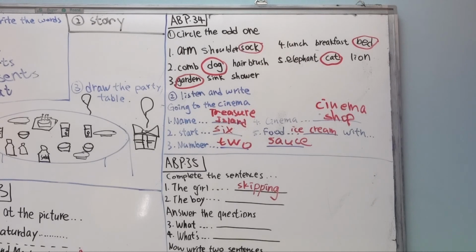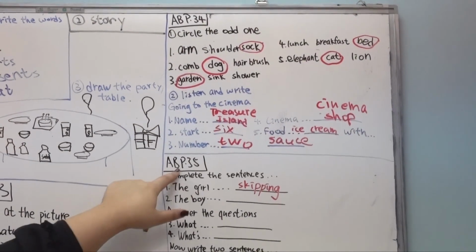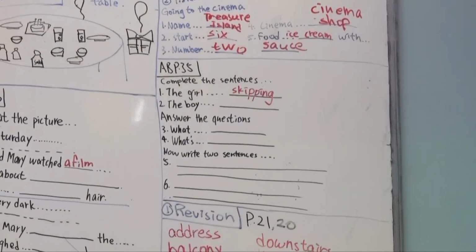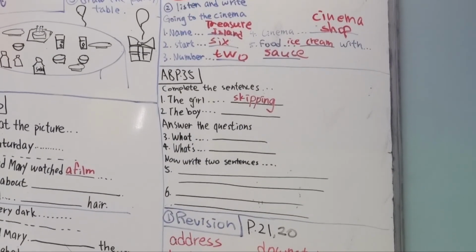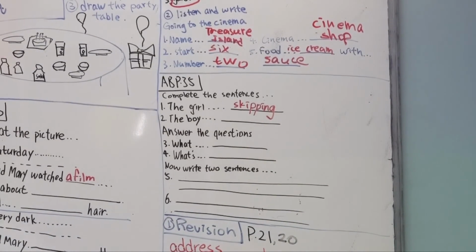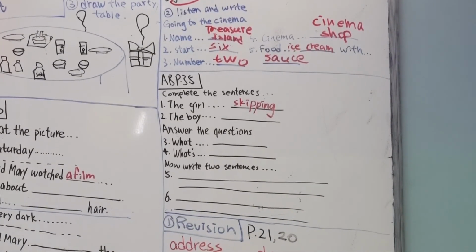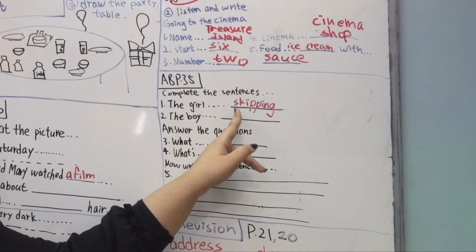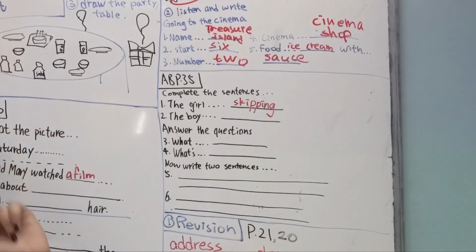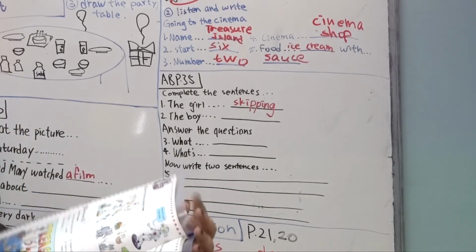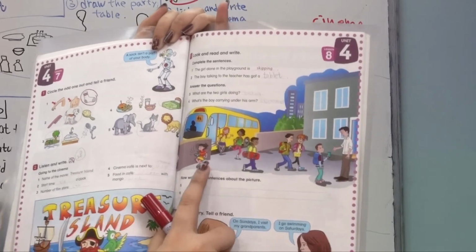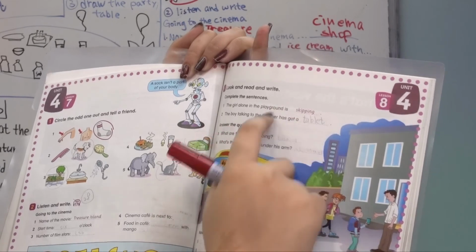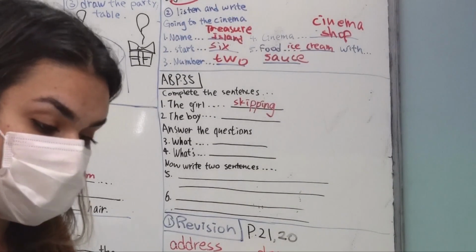Let's move to page 35. Complete the sentences. Okay. So number 1 has been done for you. You have to look at the picture, okay, and then answer these questions. The girl alone in the playground is skipping. So as you can see in your book, there's a girl in the playground right over here, right? She is skipping. So the example has been done for you. Skipping. Number 2.